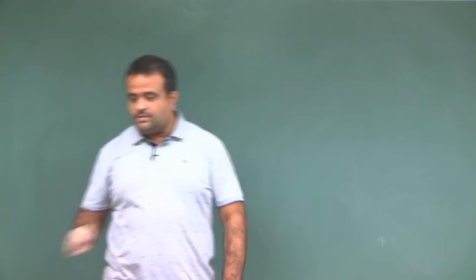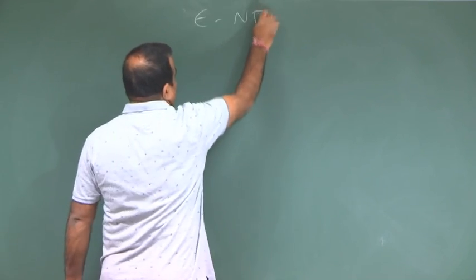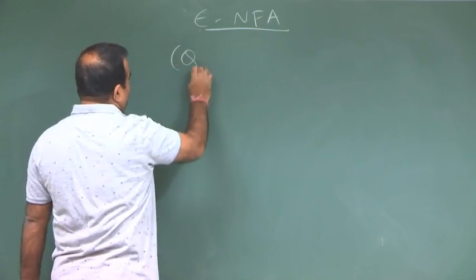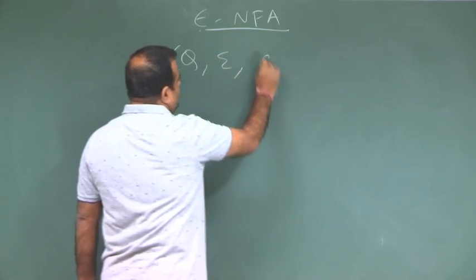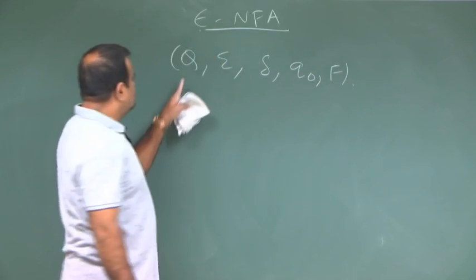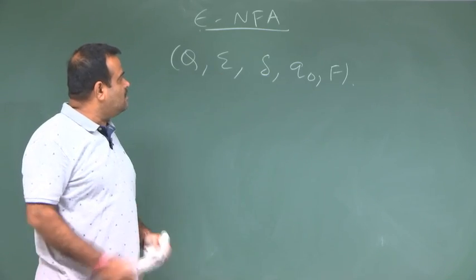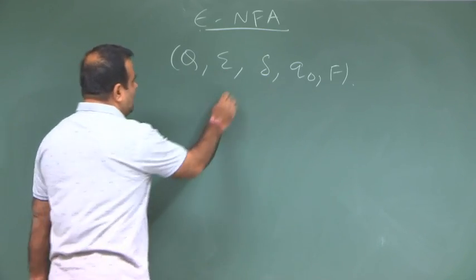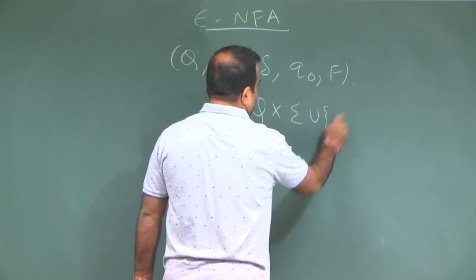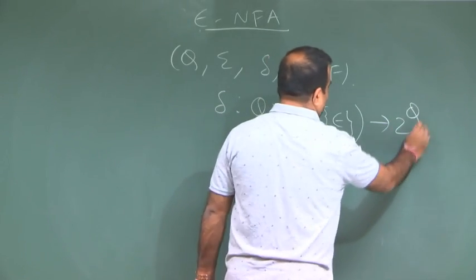Okay, so we are talking about ε-NFA. Just to recap, it is a 5-tuple. Q is the set of all possible finite states, and Sigma is the set of all possible finite alphabet, and here the transition rule is Q cross Σ ∪ {ε} to 2 to the power Q, the power set.